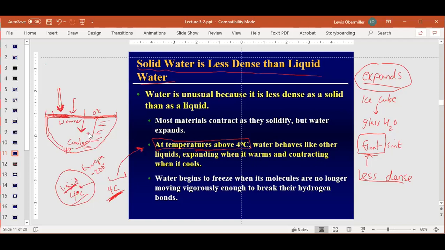If it was 3 degrees, it would go higher. If it was 2 degrees, it'd go even higher. And at zero, it's right at the top. So 4 degrees is the maximum density temperature of water. And that allows this liquid water to exist even on these super cold moons way out in outer space because of the property of water, which is kind of cool.